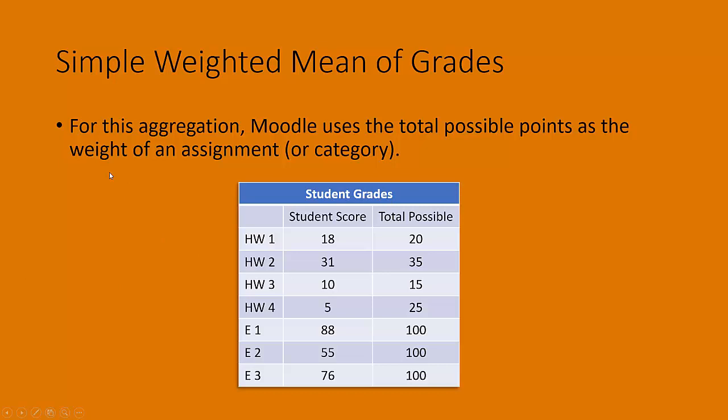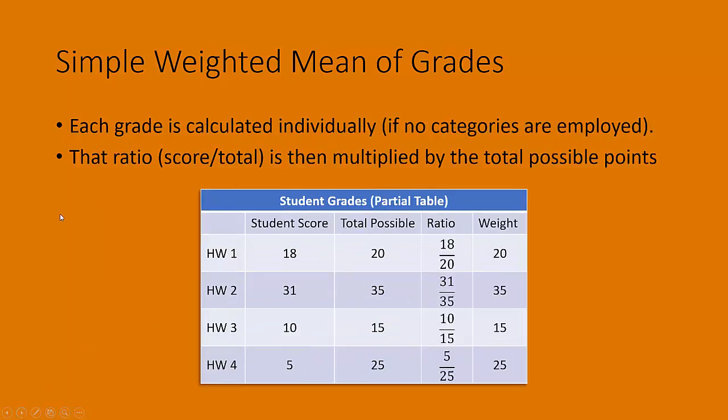Our last type of aggregation we will be covering is simple weighted mean of grades. For this aggregation, Moodle uses the total points possible as the weight of an assignment or a category. So here you can see the student's scores listed in the first column, and then the total possible points listed in the next column. Each grade will be calculated individually if no categories are employed, and that ratio, the score over total, is then multiplied by the total possible points.